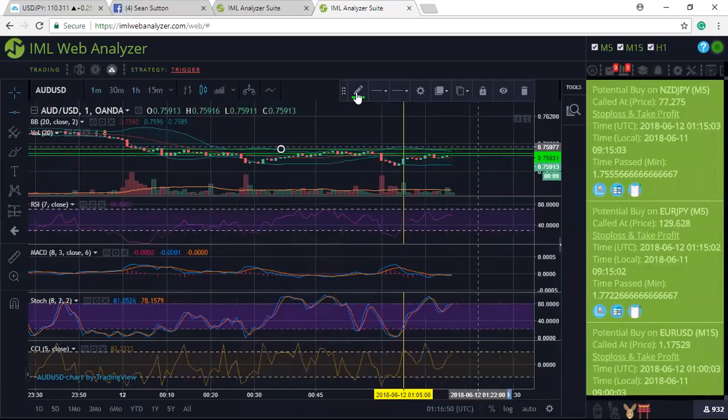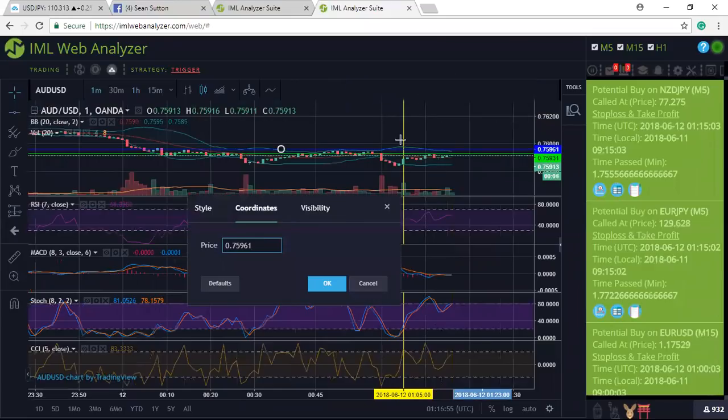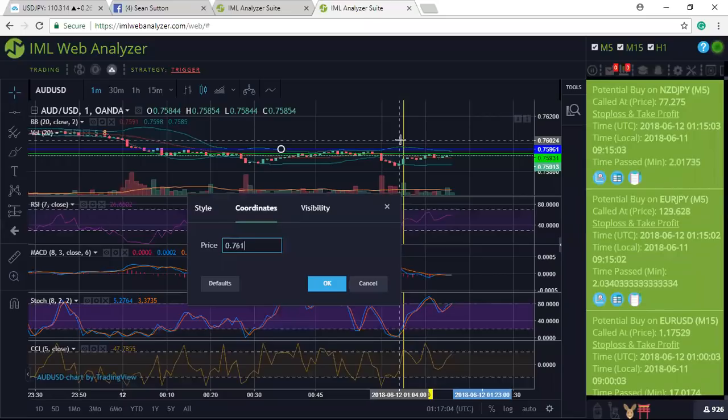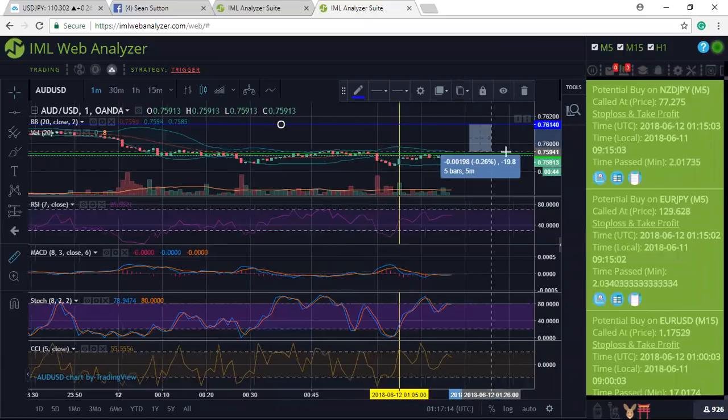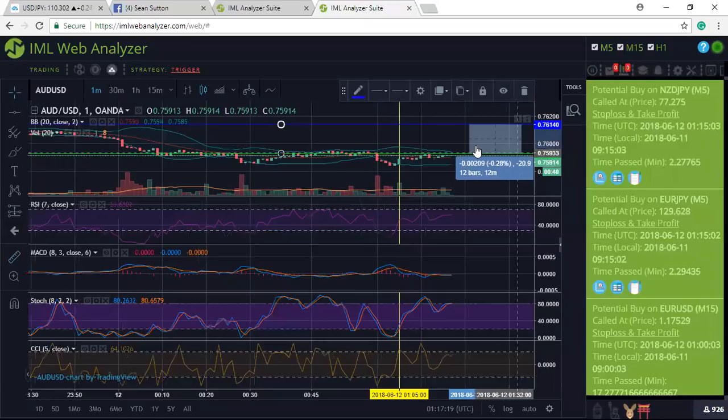0.76140, which you don't have to wait all the way into the TP. You can take it out whenever you're feeling like your blue is good enough. 0.76140. How many pips is that? For my entry, it's not a lot. So 20 pips, give or take a tick or two. So not bad, especially if you have it stacked up.